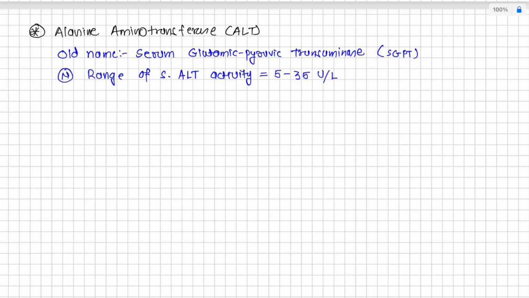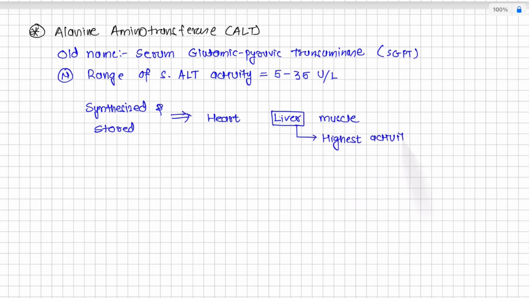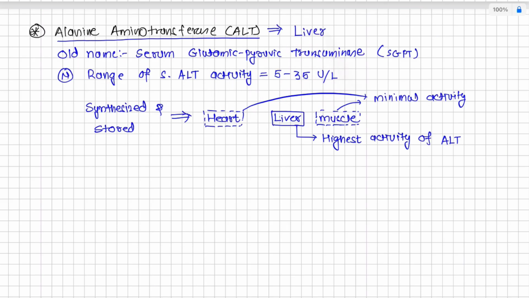Just like aspartate aminotransferase, alanine aminotransferase is also synthesized and remains stored in the cells of the same three tissues: heart, liver, and muscle. However, the liver contains by far the highest activity of alanine aminotransferase, while the heart and muscle hold very minimal activity. So for all practical clinical purposes, we can consider alanine aminotransferase to be liver specific. Therefore, any damage or disease of liver leads to increased serum alanine aminotransferase activity.